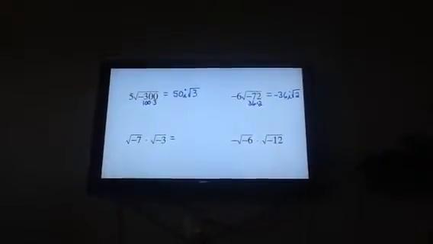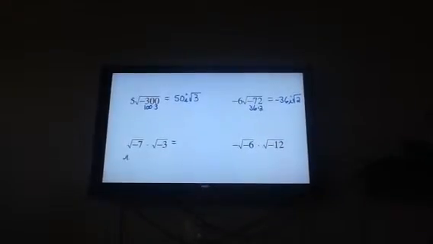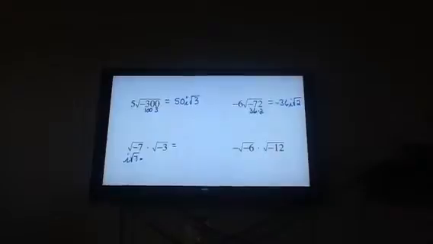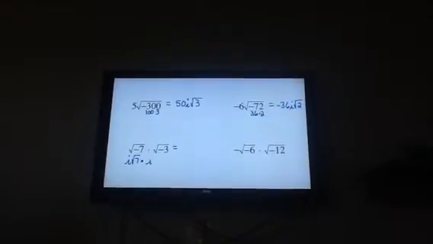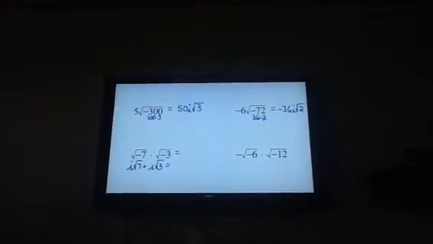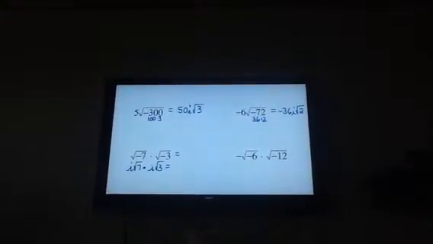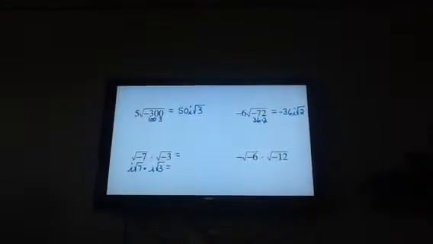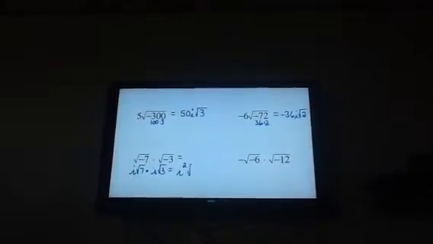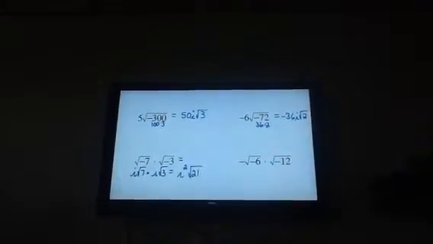Okay? So I'm going to take the i out first. So I'm going to have i square root 7. The square root of the negative is i square root 3. Now I'm going to multiply. i's multiply, add, subtract, divide, just like variables do. So when I take i times i, I get i to the second power, square root 21.